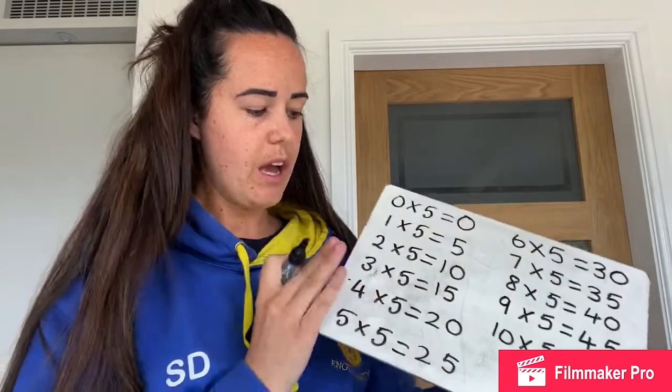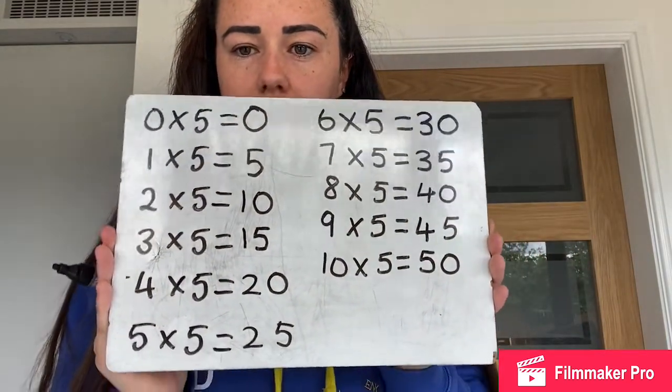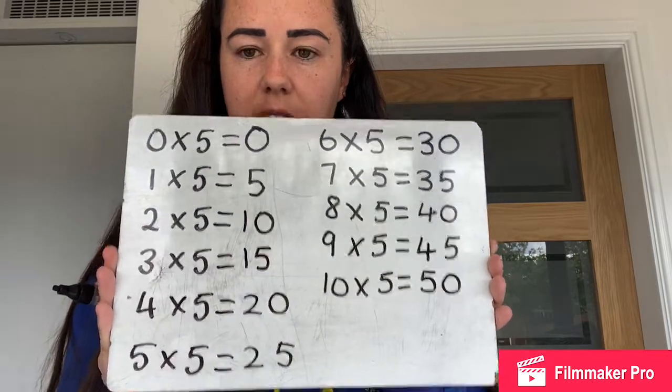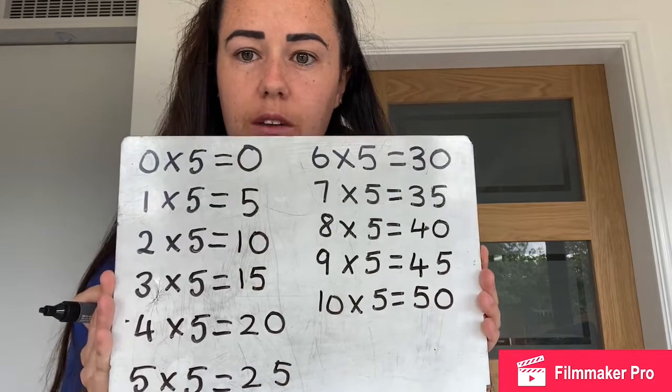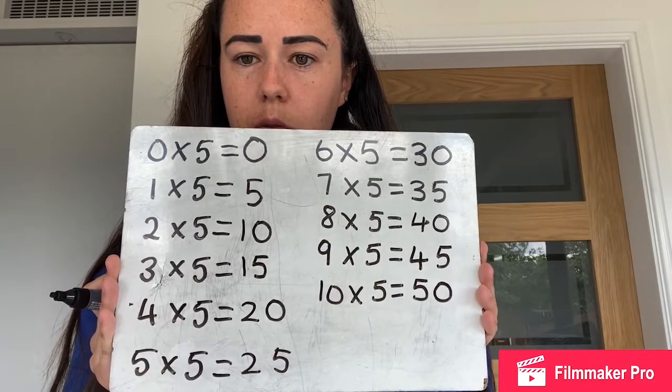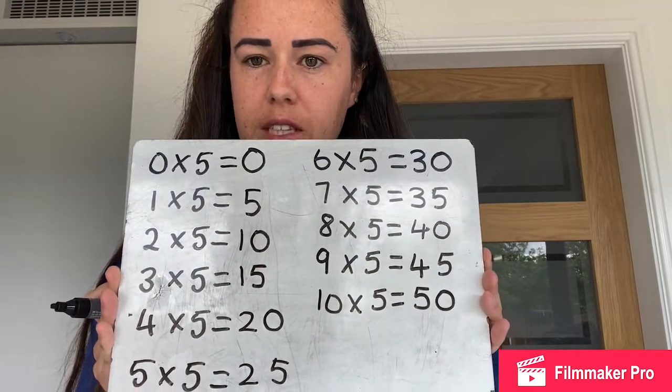Now, I want you to practice writing down your 5 times table in the number sentence like we have done together now. Thinking about what patterns you notice. Are there any odd or even numbers in the 5 times table? And think about what you might be able to find out about this times table.